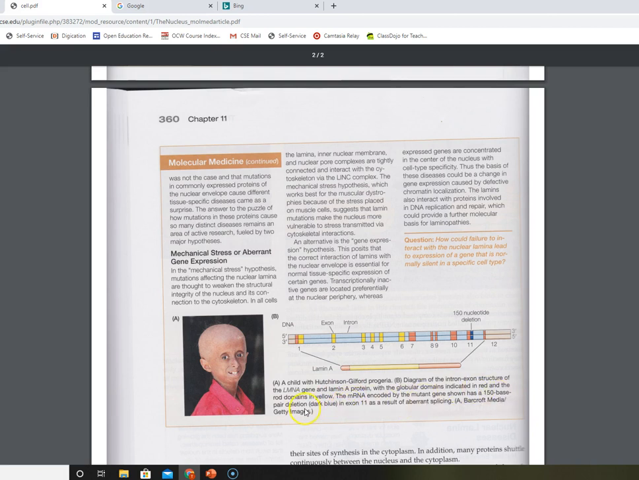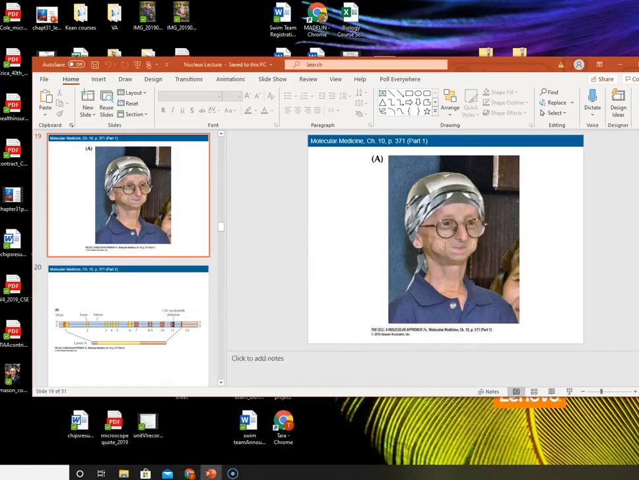So let's see what it says here. Yes, this is the deletion. The mRNA encoded by the mutant gene shown has a 150 base pair deletion, shown in dark blue here, in exon 11. So it's showing you the exons of that gene. This is the gene for lamin A, and they've localized that mutation and know exactly what exon it's in, and that's leading to this disease. This article also talks about some other diseases linked to the nuclear lamina, so definitely take a look at it. It's posted on Moodle. All right, I'm going to go back to the lecture.